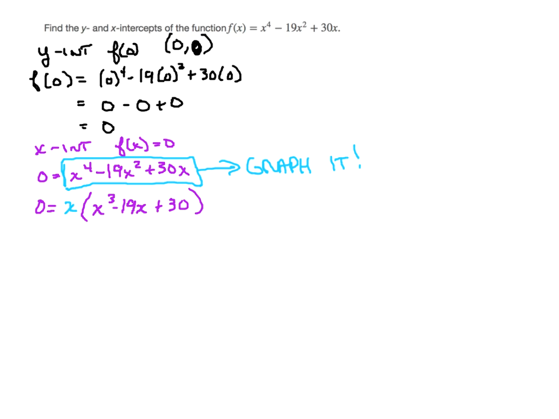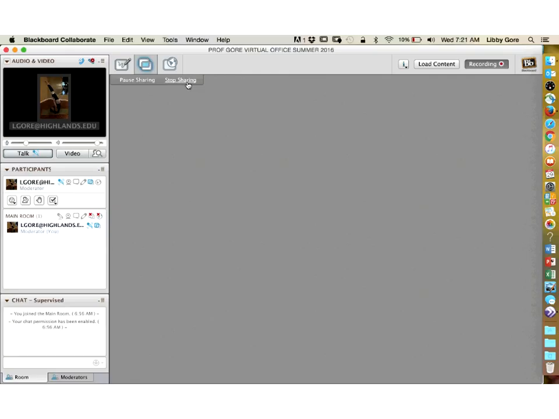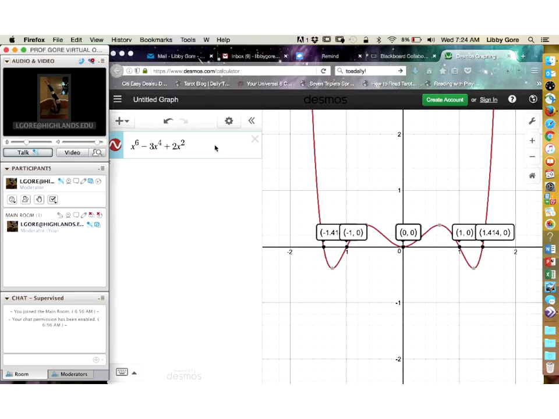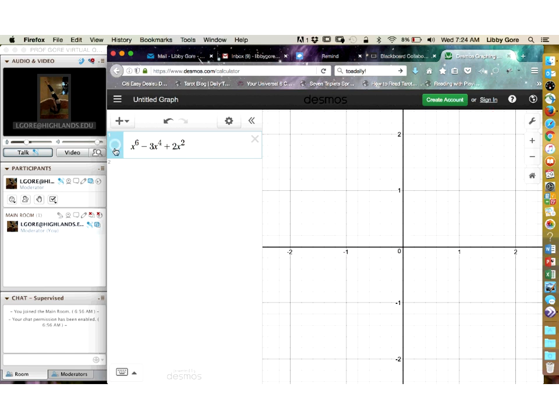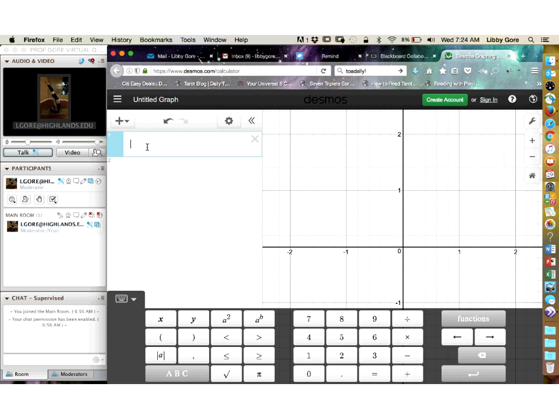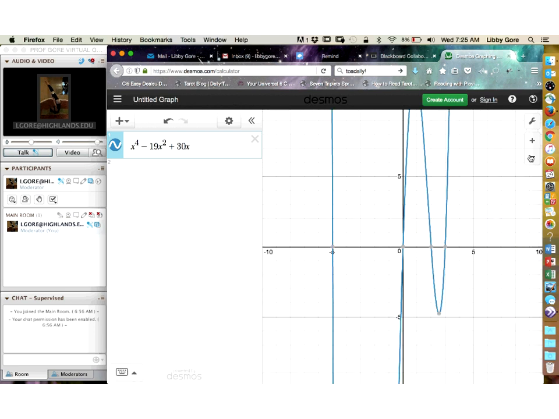So let me write it down. I have f of x equals x to the 4th minus 19x squared plus 30x. Okay, let's go take a look. Let's get a new color. I'm over the red. Okay. Let's see. X to the 4th minus 19x squared plus 30x. All right. So let's zoom out.